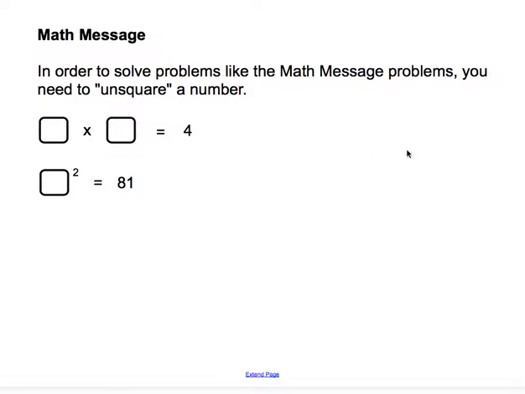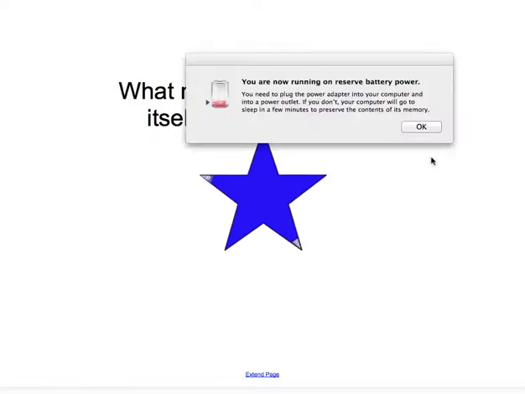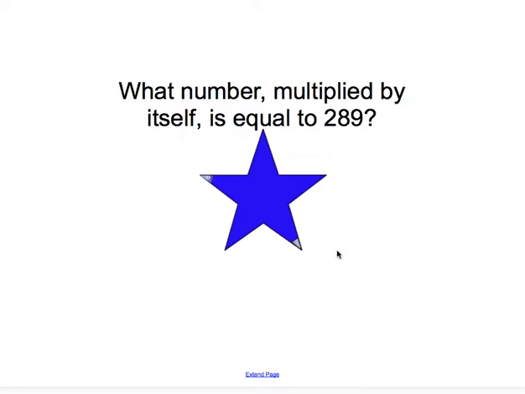Now, here's one for you to try. What number multiplied by itself is equal to 289? Go ahead and use a calculator. Pause this video and figure out what number times itself is equal to 289.